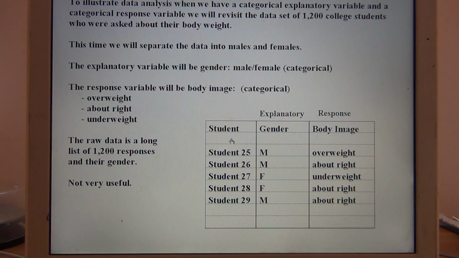Well, this is what a piece of the data sheet might look like. We'd have a list of 1,200 students, and they'd be male or female, and their perception of their body weight, either overweight, about right, underweight, and so on. Now, this is just a sample; the data sheet would be very long. So this kind of information is really not that useful. So we need a way to effectively explore this particular data set.